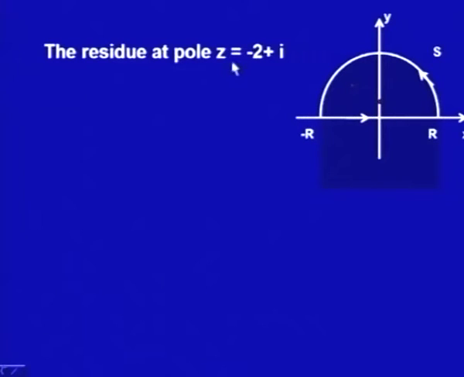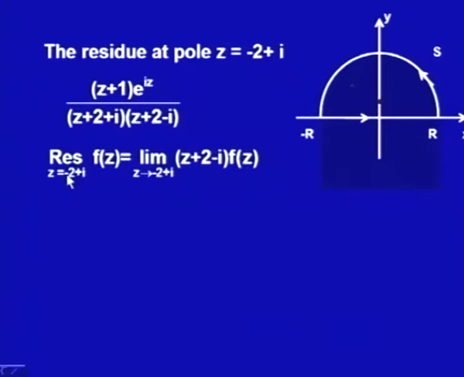Again, because it is a simple pole, I would use the first formula: the residue at z equal to minus 2 plus i is the limit as z approaches minus 2 plus i of (z plus 2 minus i) into f(z). If I multiply z plus 2 minus i with this f(z), I would get (z plus 1) e to the power iz upon z plus 2 plus i. So, I would get the limit as z approaches minus 2 plus i of (z plus 1) times e to the power iz upon z plus 2 plus i.